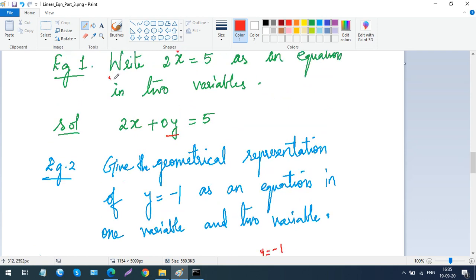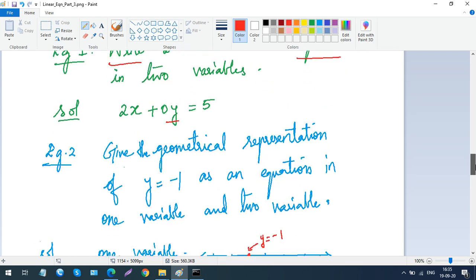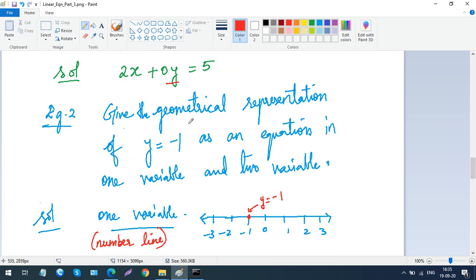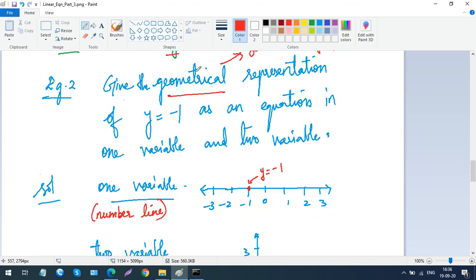Now this was writing the equation. See, they said write an equation. Now if they ask you to give a geometrical representation, whenever you see that, it means they are asking you to draw a graph. Here they're saying give a geometrical representation of y equals minus 1 as an equation in one variable. If it is one variable, I don't have to worry about the y-axis. That doesn't mean that I have to go to the y-axis and draw it.